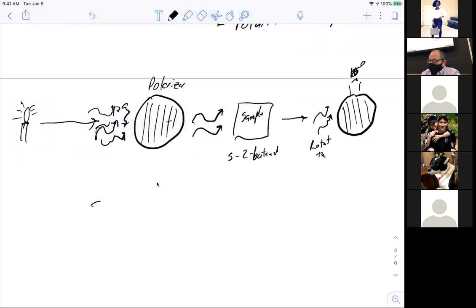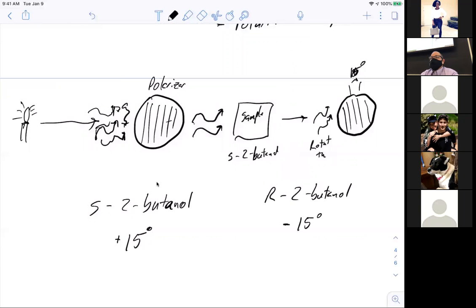So if we look here, right, we get this optical rotation. So if, let's say, and I'm going to make this up because I can't remember the number. I think it was 15, but it might be 27. Okay. So if S-butanol rotated light positive 15 degrees, then R-2-butanol would rotate light minus 15 degrees. So the enantiomer has the opposite optical rotation.